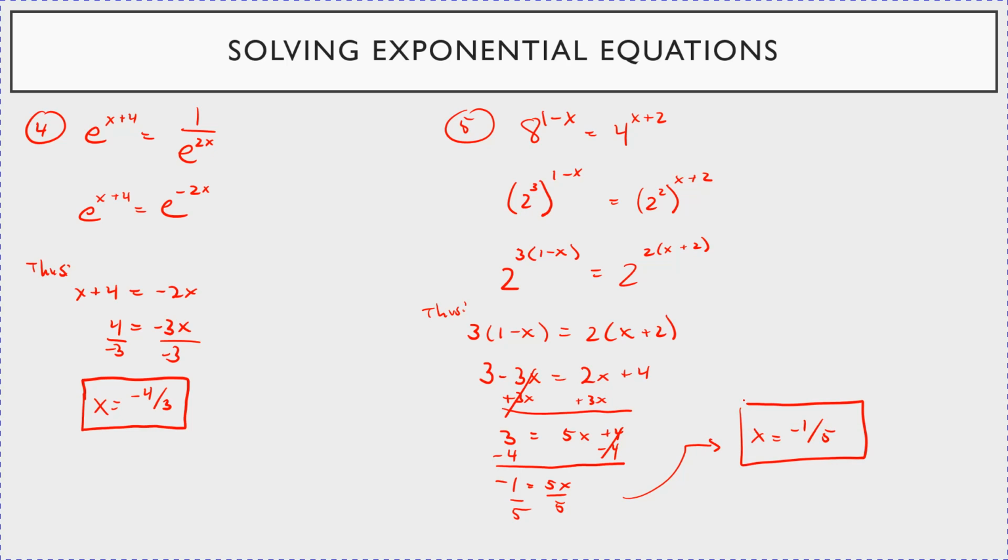So that was the first thing you're going to do when you have these exponential problems: look to see if you can get a common base. If you can get a common base, then you're just going to set the exponents equal to each other. Okay, not too bad. All right, but now let's talk about problems where you can't necessarily do that.